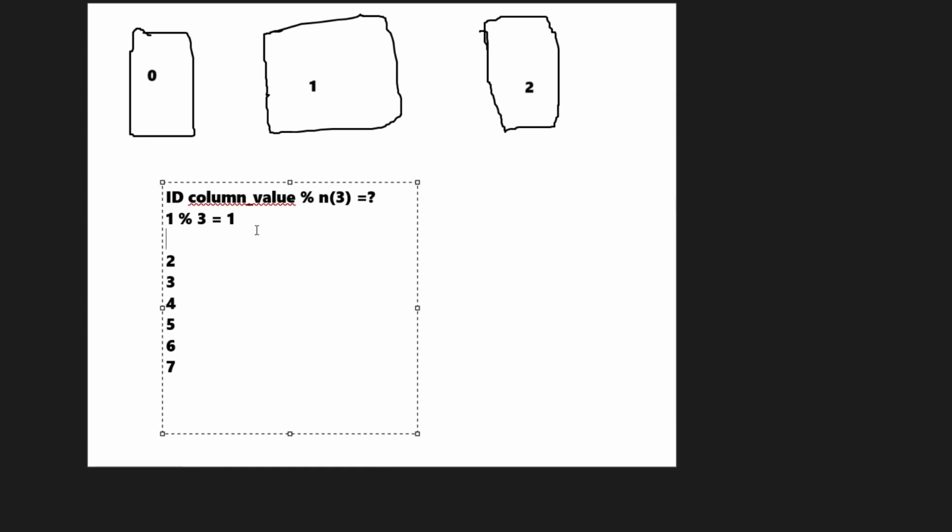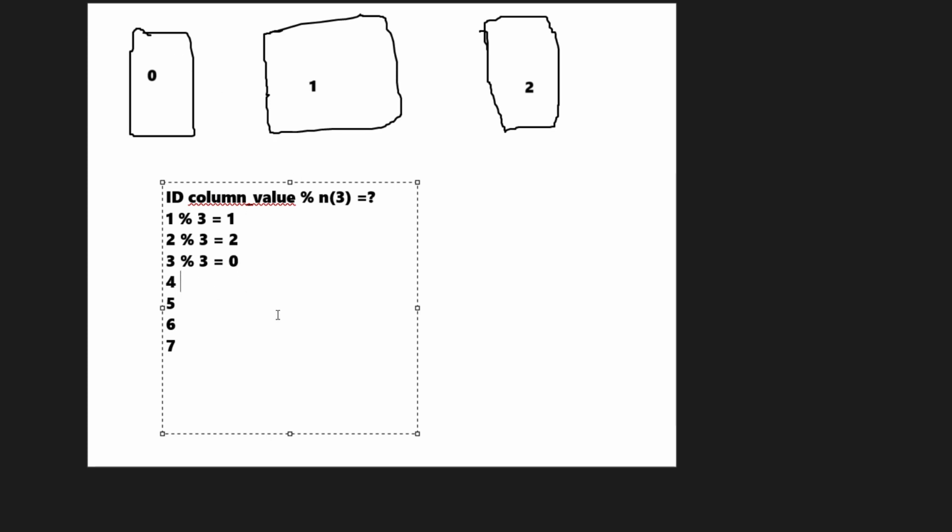Then if I come to the second column value, that is 2, and I divide it by 3 and take the remainder out of it. Remember, it's not actually the division result, it's the remainder that signifies the bucket number. So this gives me 2. So this ID column value 2 will get into the second bucket, or bucket number 2. And for the third one, 3 is divisible by 3, so in that case the remainder will be 0, and this will go into the zeroth bucket.